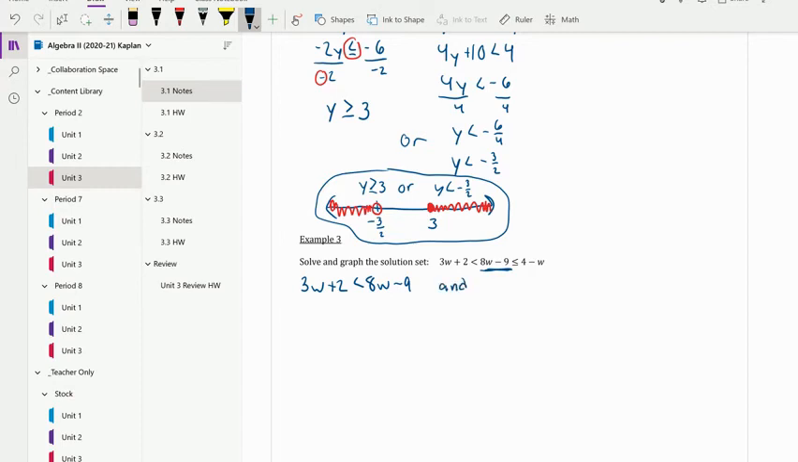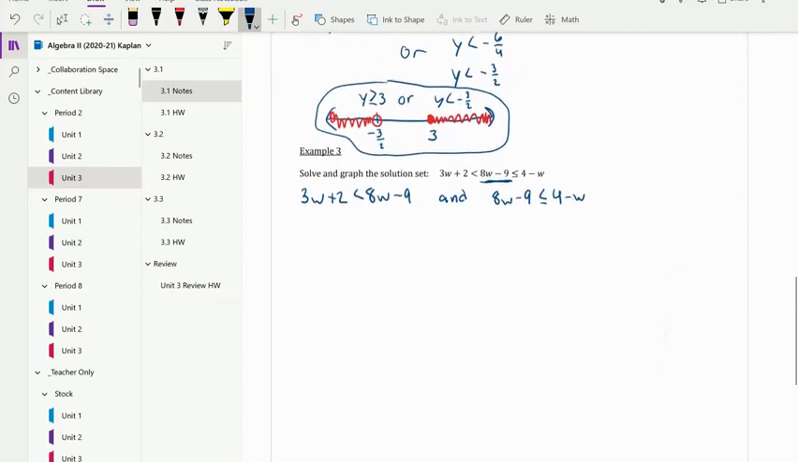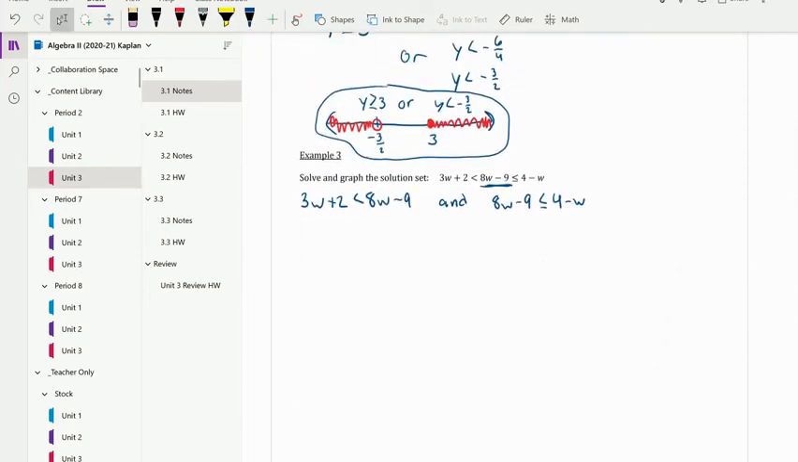And remember, these compound ones are and statements. 8w minus 9 is less than or equal to 4 minus w. And then same idea as up here. We want to solve them both. We'll graph them, we'll see what we get. So if I'm solving this one on the left, again, let's keep it all on the left side. So let's subtract our 8w here. We get negative 5w plus 2 is less than negative 9. Now we'll subtract 2. We get negative 5w is less than negative 11. And then if we divide by negative 5, we're dividing by a negative. Don't forget to flip your sign, right?